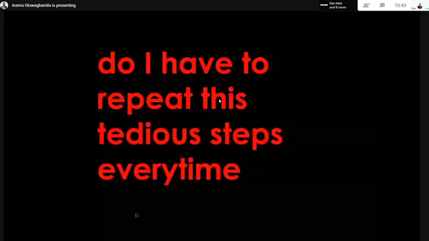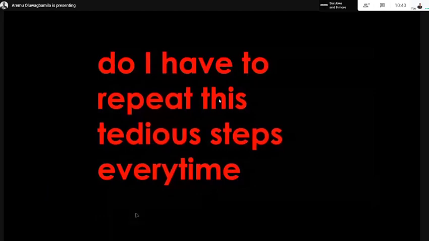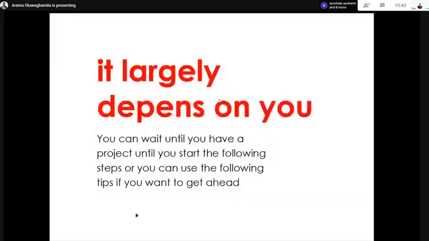The question is, do you have to repeat these tedious steps every time you have to work on a project? Even an ordinary flyer, you now say, master the tools, master the principles, understand the brief, thorough research, and all of those things. The answer I have for you is that it largely depends on you. From here on, I'm sure I'll be able to answer some of CC Joker's questions. You can wait until you have a project and start following the steps, or you can use the following tips if you want to get ahead.